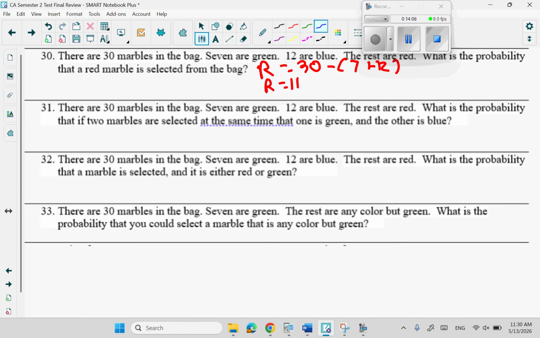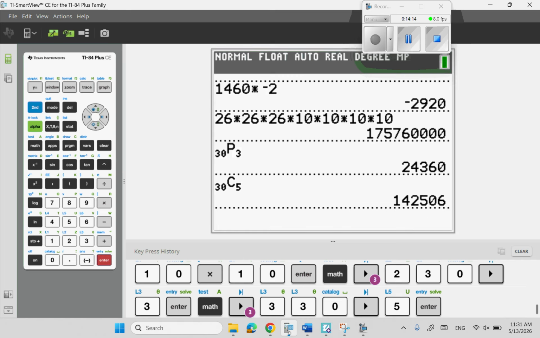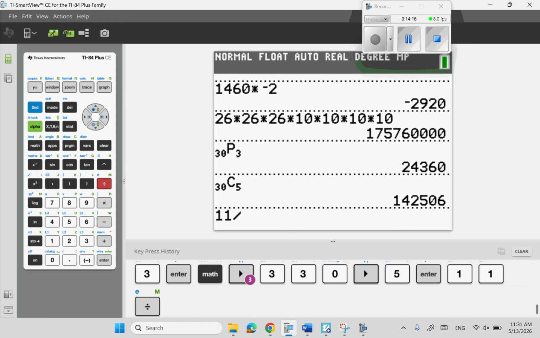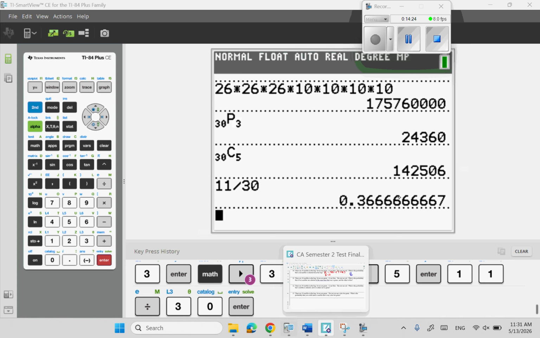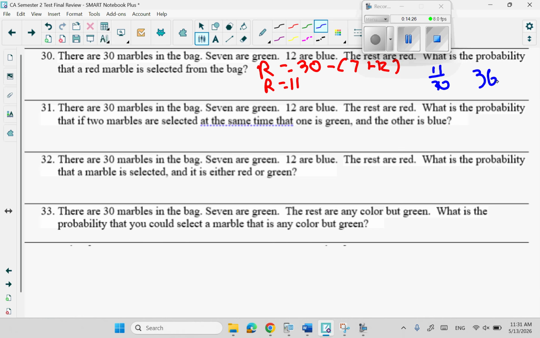What's the probability that a red marble is selected? Well, that'd be 11 out of 30, which as a decimal is 0.36 repeating. But if I move it over twice for percentages, I get 36.6 repeating, or effectively 36.7%.